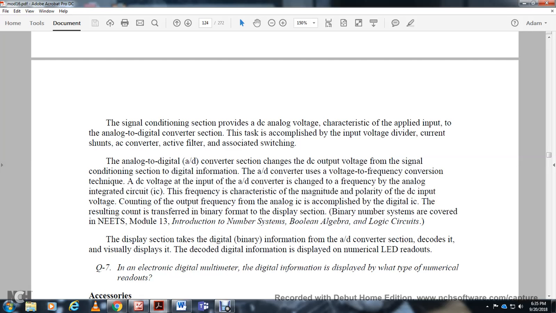The analog to digital converter section changes the DC output voltage of the signal condition section into digital information. The A to D, or analog to digital converter, uses a voltage to frequency conversion technique for the DC voltage. The input of the analog to digital converter is changed to a frequency by the analog integrated circuit, with the frequency representing the magnitude and polarity of the DC input voltage or current. The output frequency from the analog IC is accomplished by the digital IC, or integrated circuit. The result is continuously transferred in binary format to the display section. The binary number system is covered in Neets model 13, introduction to number systems and Boolean logic circuits.